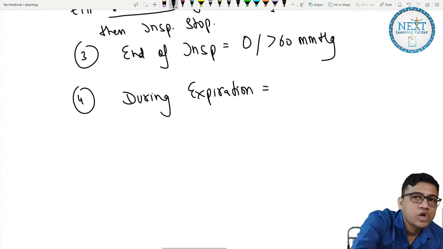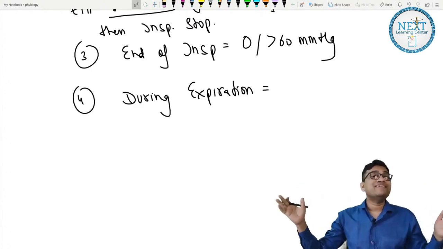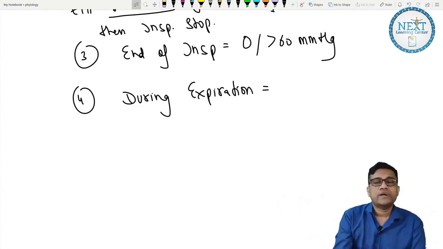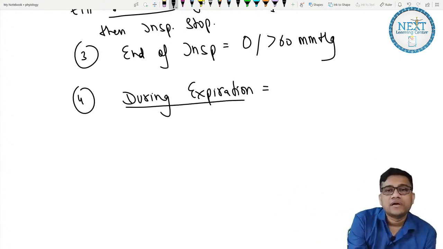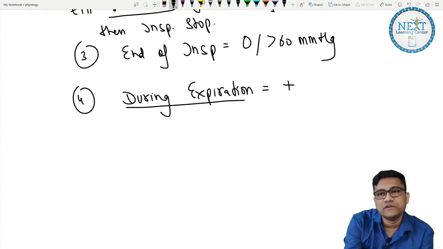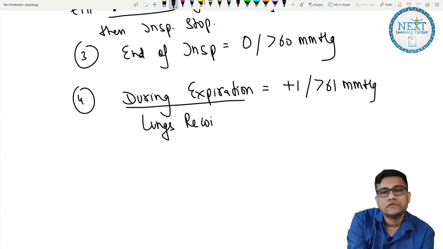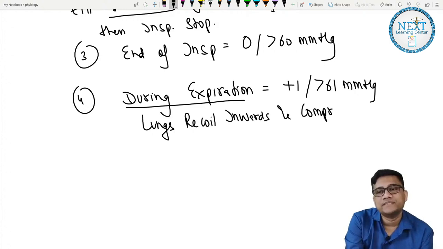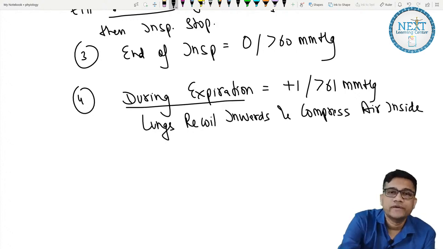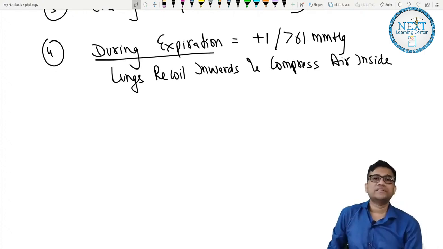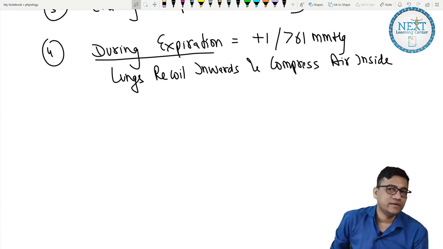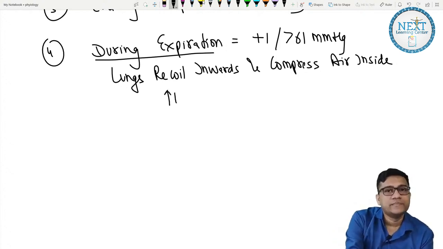What happens? Let's see. During expiration, do the lungs remain stretched? No, they return back because of rubber-like recoil. The lungs recoil and compress the air by Boyle's law. So pressure rises by +1, that is 761 mmHg. So the lungs recoil inwards and compress the air inside. Okay, clear? And that increases IAP.